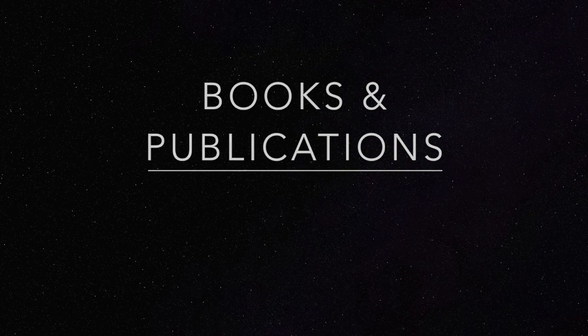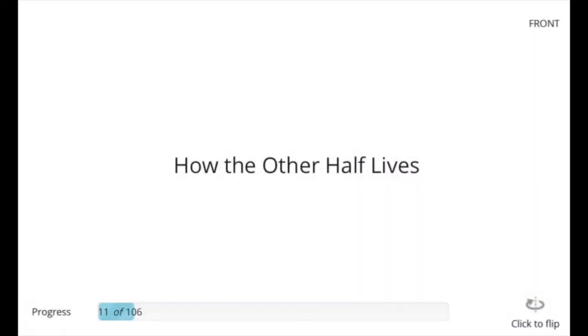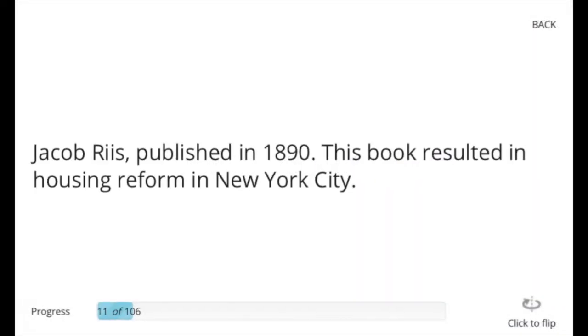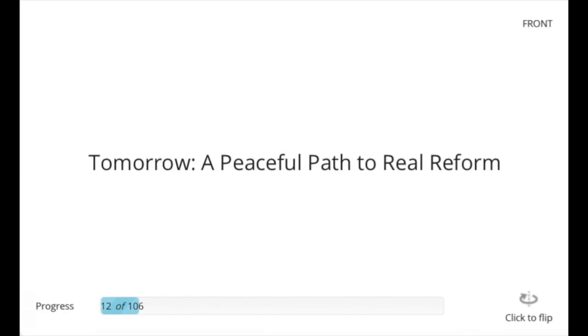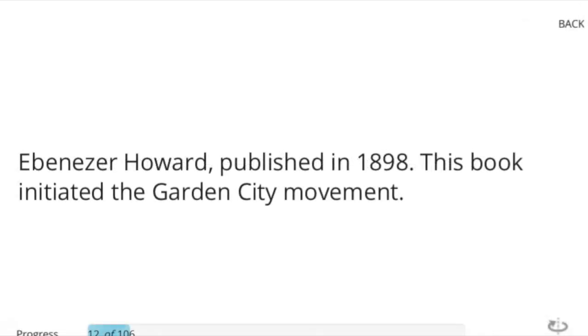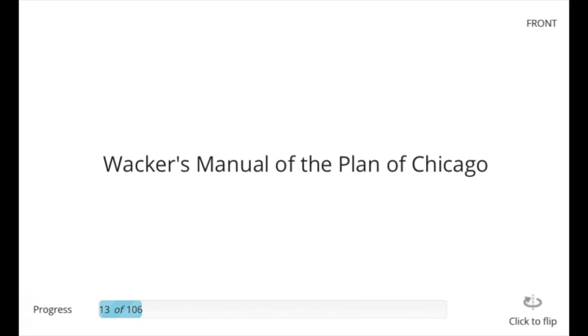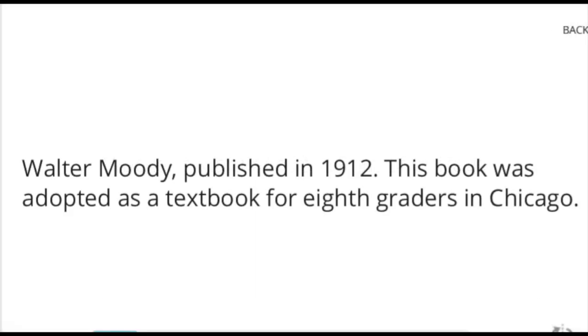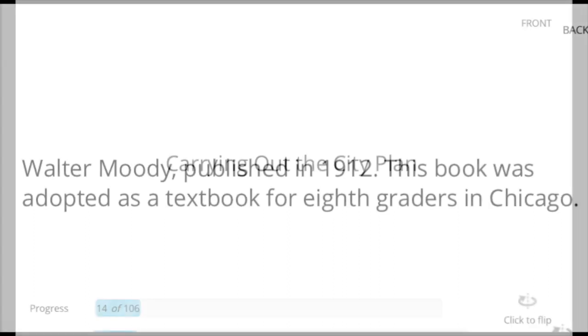Now books and publications. How the Other Half Lives, Jacob Riis, published in 1890. This book resulted in housing reform in New York City. Tomorrow, A Peaceful Path to Reform, Ebenezer Howard, published in 1898. This book initiated the Garden City movement. Wacker's Manual of the Plan of Chicago, Walter Moody, published in 1912, the first textbook for 8th graders in Chicago.